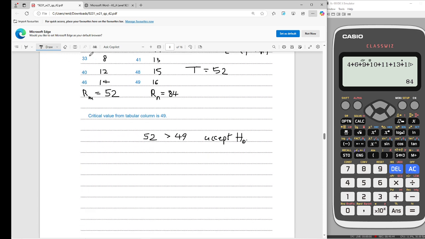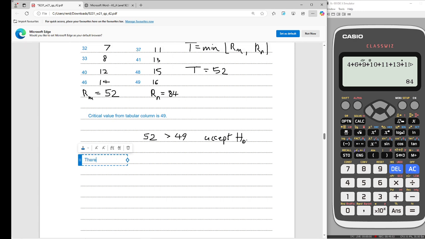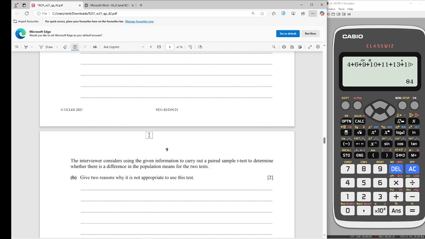Okay, and since we accept H null, we're going to end it with the most used statement. So it's going to be: there is insufficient evidence to state that there is a difference in the population medians. Okay, moving on.